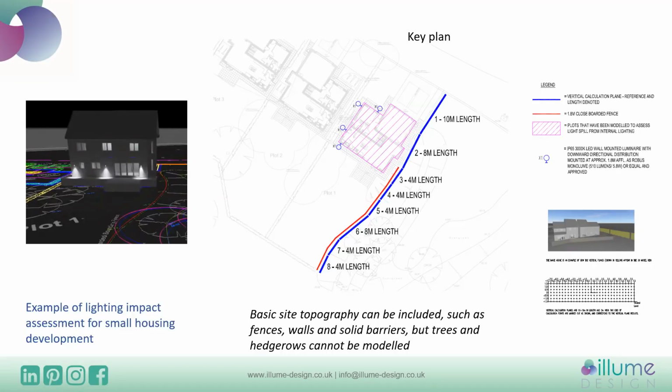So this is an example of a lighting impact assessment for a small housing development. It's actually the one that I showed you the image for the baseline survey earlier. So where we have this vegetation and bund, and this was the dark area that needed to be kept dark. So this is what we call a key plan. It shows the vertical calculation planes in blue that were placed along the edge of the dark zone, so that you can understand not only light spill on the ground, but also in the vertical sense along this dark zone.